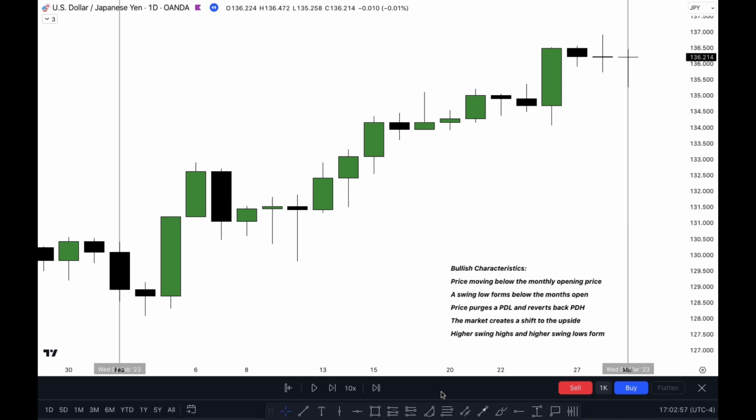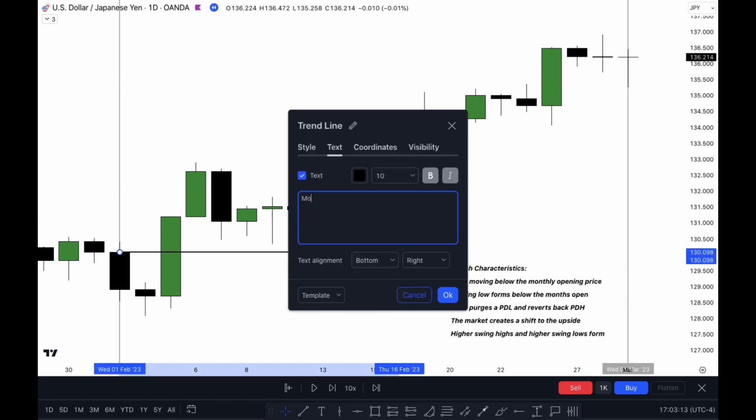Price moving below the monthly opening price. Do we have that? We absolutely do. We can see it happens twice. This is the opening price here, February 1st. Price drops below it, runs up, drops below it, and runs up, and continues that bullish trend. That is something I've noticed when it comes to bullish months. Price is going to most likely drop below the opening price of the month.